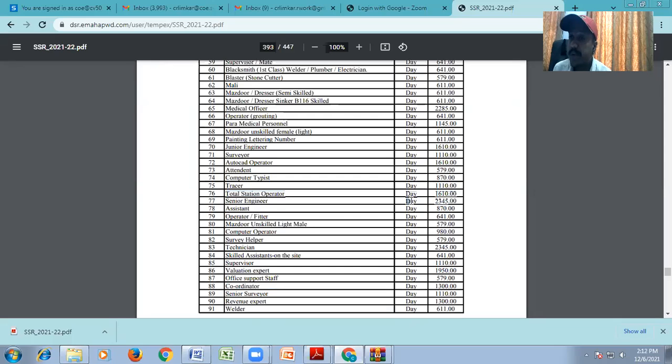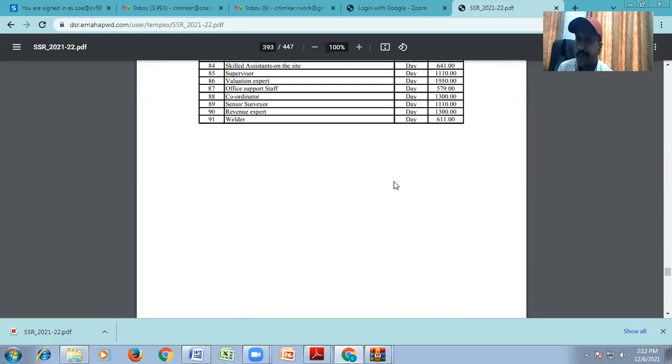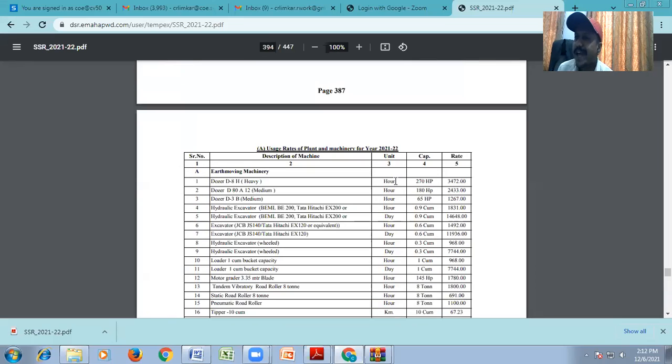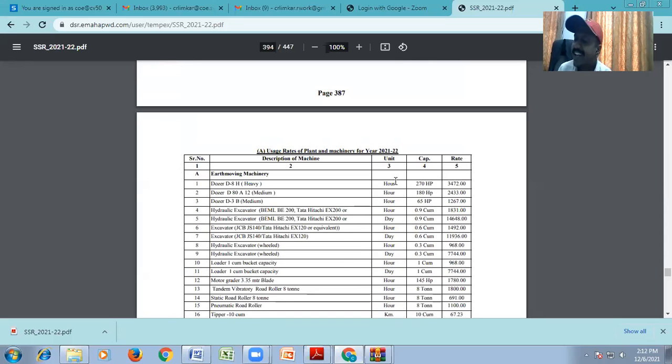It is per day. Per day, I'm telling. See the salary that we are getting. Okay, then valuation expert, around 1950, that is around 2000 rupees per day. Okay, revenue expert, then welder, all the rates are given. Medical officer, mazdoor, mali. Okay, the person who is doing the work of gardening, 600 rupees per day around. These rates are again going to vary according to the site conditions and all that.